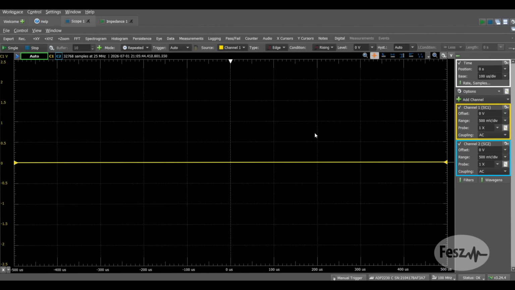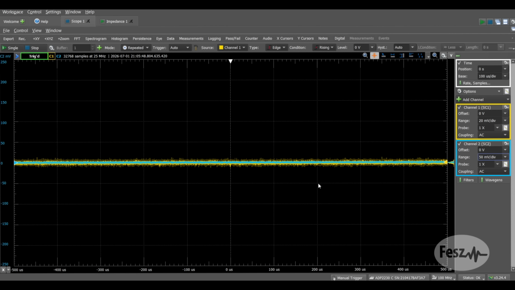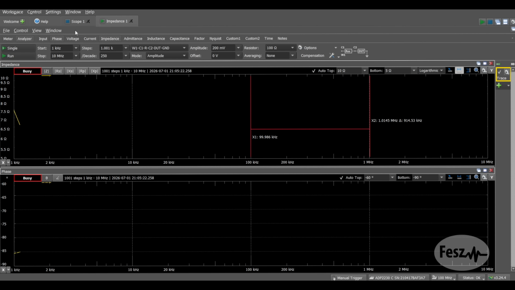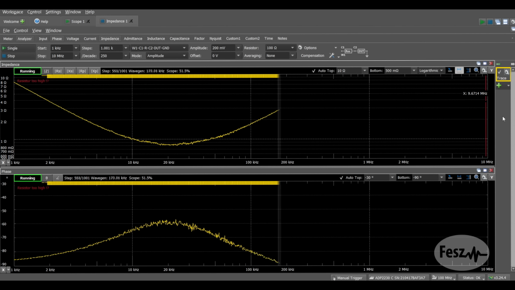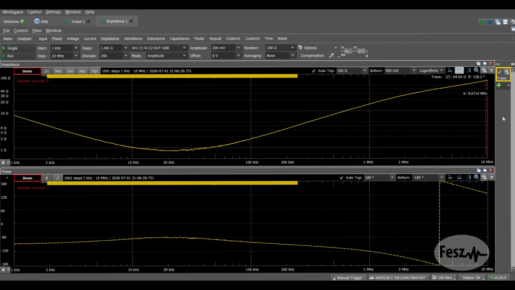So this time, does it work? Well, when I turn it on, nothing happens. Is it broken? Let's check the impedance. And well, there you have it. A miracle has occurred. Negative impedance.